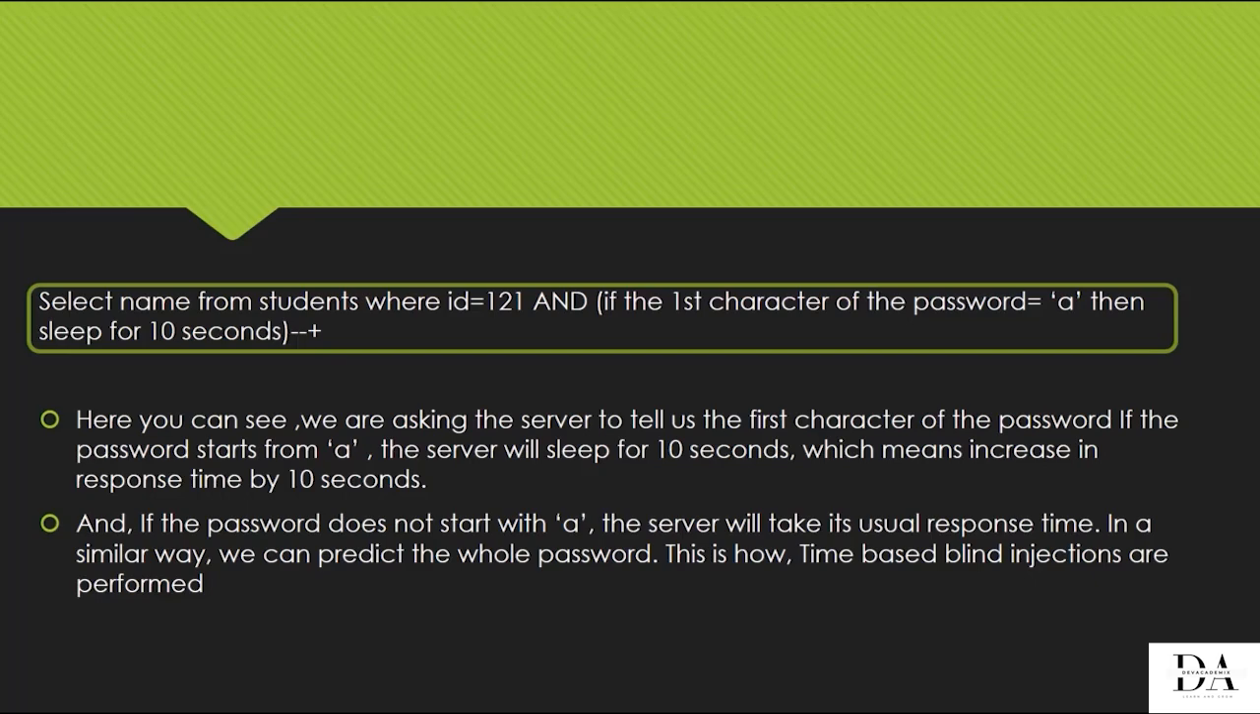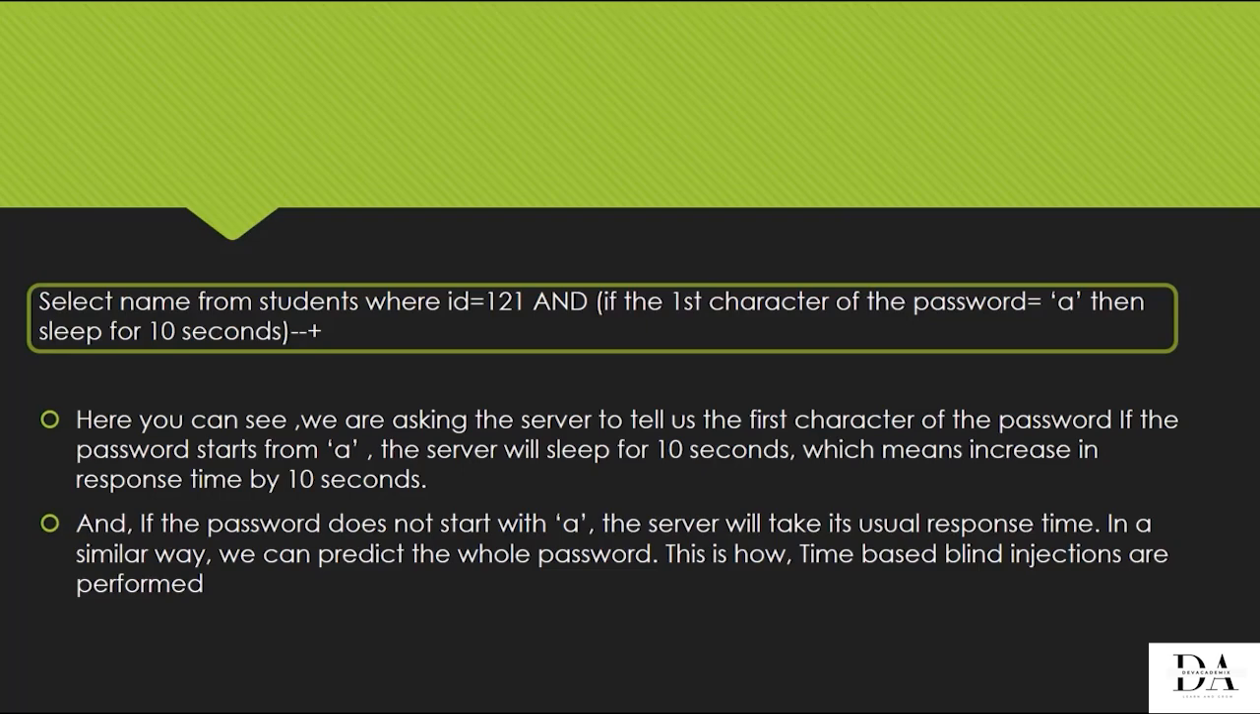In this case, what will happen? We are asking the server to tell us the first character. If it shows the name of the student, then it will sleep for 10 seconds. Over here, what we are doing is just asking the server to tell us the first character of the password. If the password starts from A, the server will sleep for 10 seconds, which means an increase in response time by 10 seconds, and the name of the student will be displayed after 10 seconds. And if the password does not start with A, the server will take its usual time.